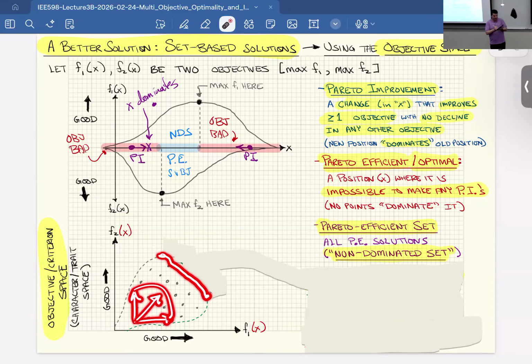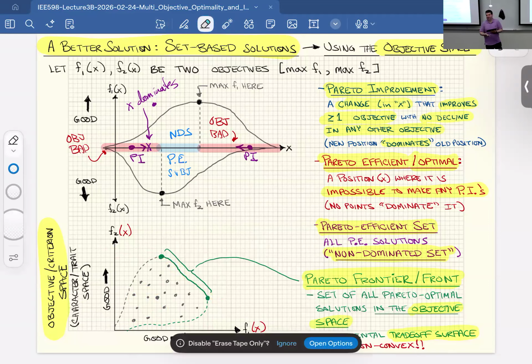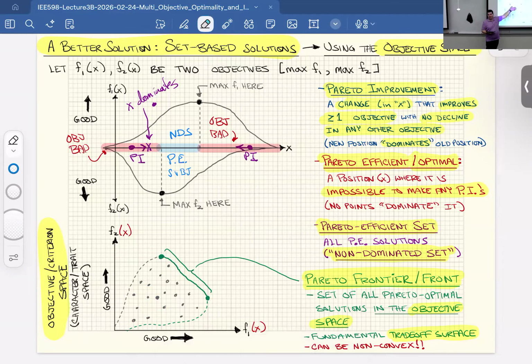From this point here, where you've got the maximizer of F2 on one side, the maximizer of F1 on the other side, it's impossible to make Pareto improvements anymore. You've run out of room. And this green line down here, that is our so-called Pareto frontier. So the Pareto-efficient set are the set of decision variables in this trade-off space. The trade-off space in objectives, like how the two objectives trade off from each other, that's the Pareto front or Pareto frontier. The set of all Pareto optimal solutions in the objective space.